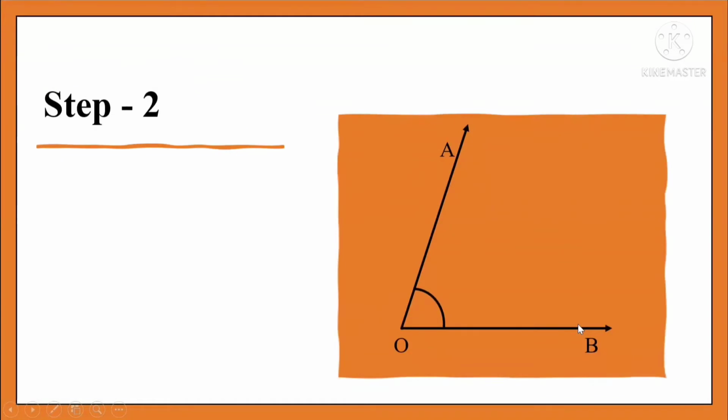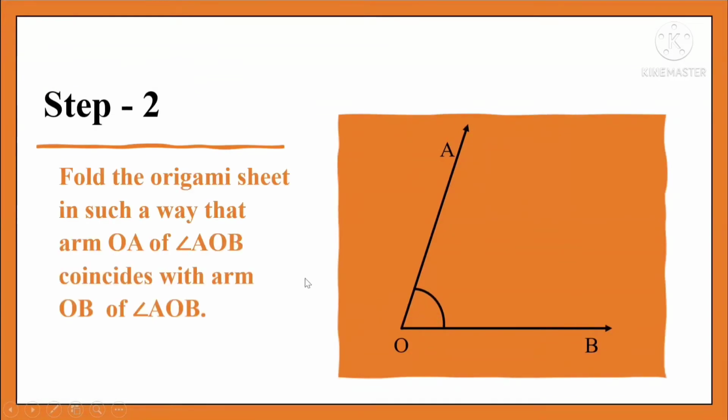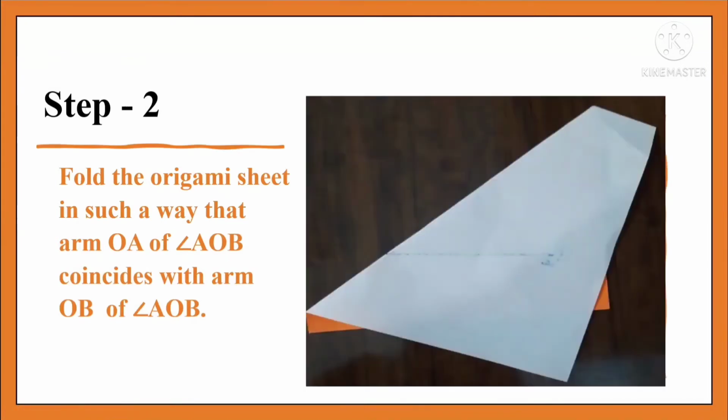So let us do that. I'll fold the origami sheet in such a way that arm OA of angle AOB falls on the arm OB of angle AOB. So how do I do that? I just simply fold it like this, and you can see that if I place a ruler, this line is appearing. It's going to fall on OB such that OA and OB are coinciding.